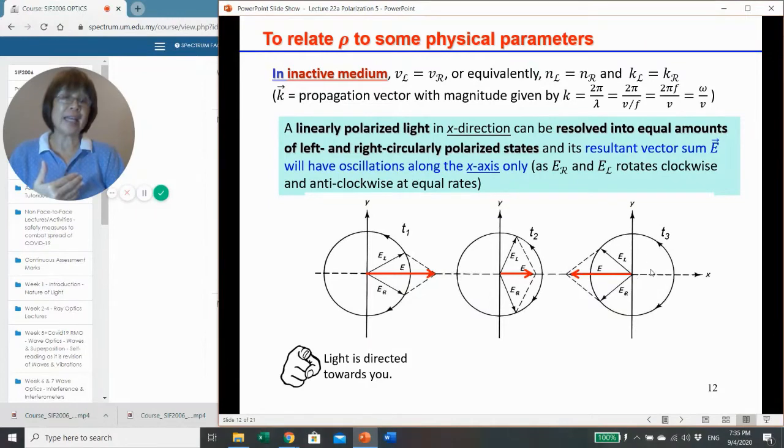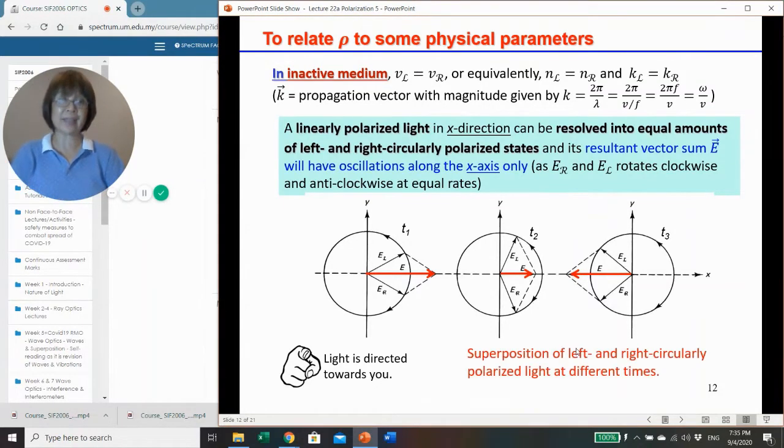And then as they both pass 90 degrees, EL has rotated more than 90 degrees, and ER has rotated clockwise more than 90 degrees. At T3, the resultant again is along the x-axis, so you still get linearly polarized light along the x-axis when you superpose EL and ER.